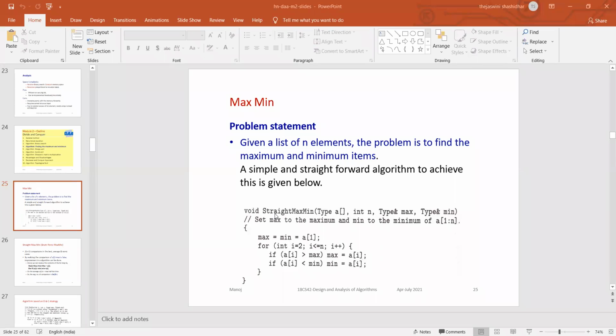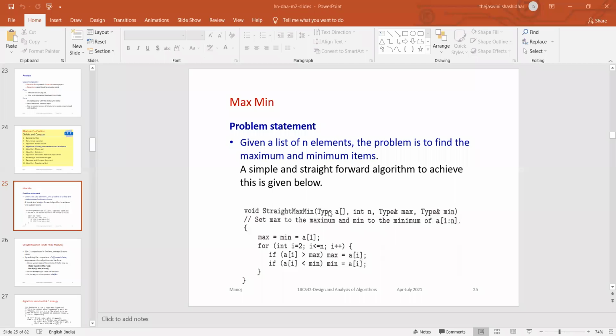Okay, so what's the function name? It is StraightMaxMin. What are the parameters? It is type A, that means an array of elements, of how many integers? An array of n integers.